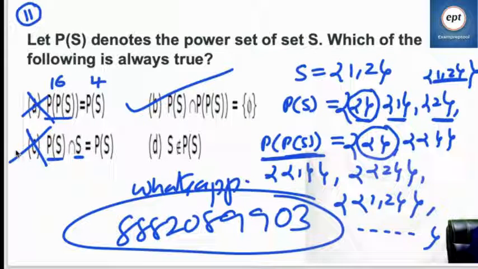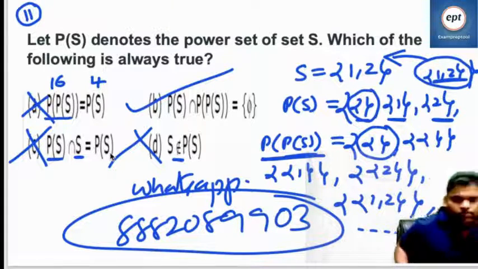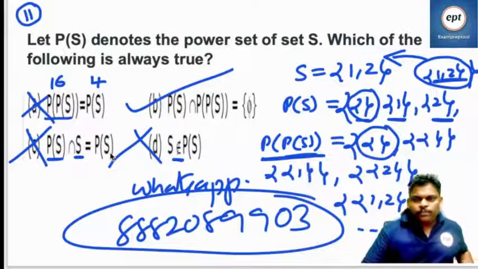Next one, S belongs to power set of S. So S is one of the elements in the power set of S. True. S is one of the elements in the power set of S. True. But he is saying it is not, and that is the reason it is wrong. Now verify.